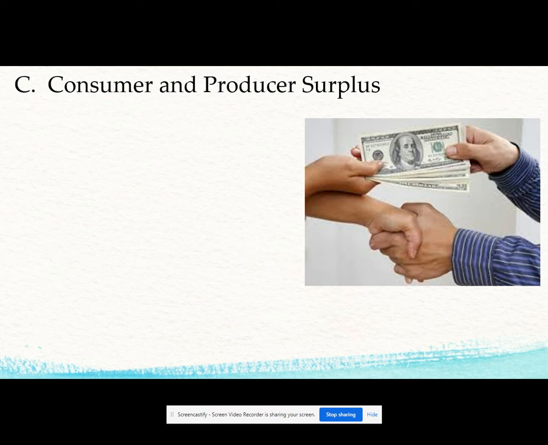Calculations, yay! We're supposed to get excited.